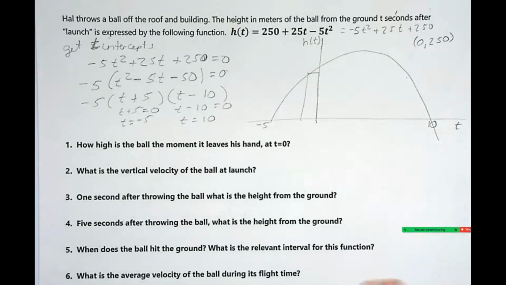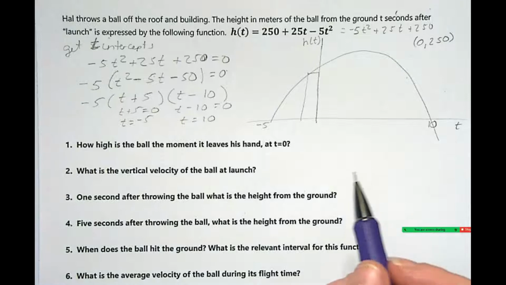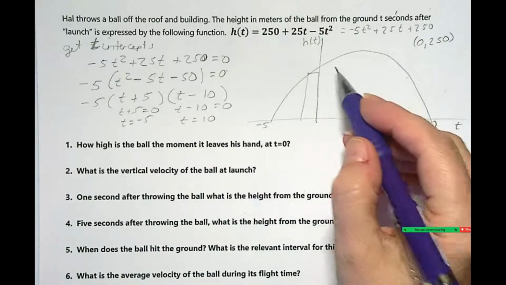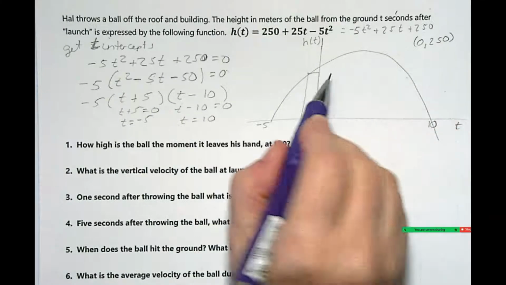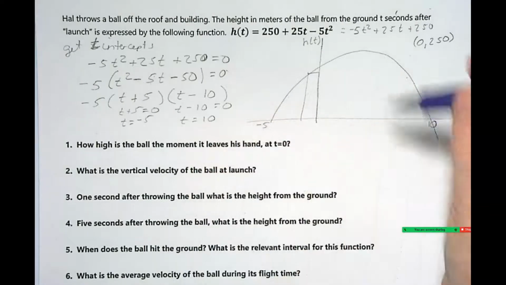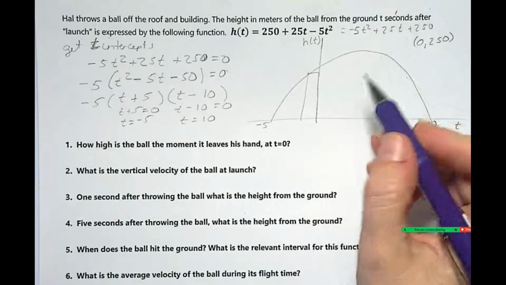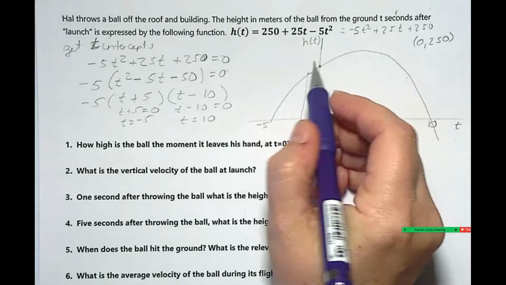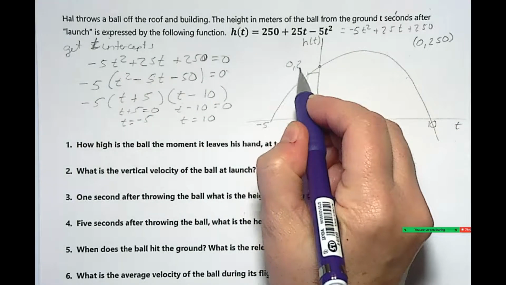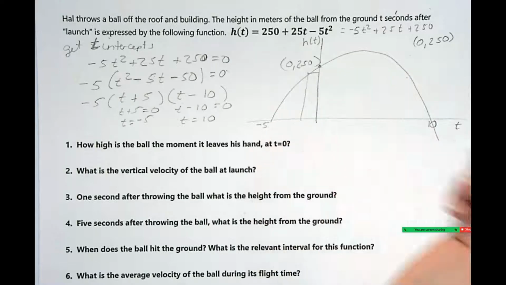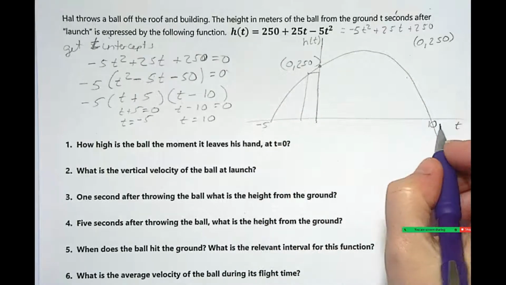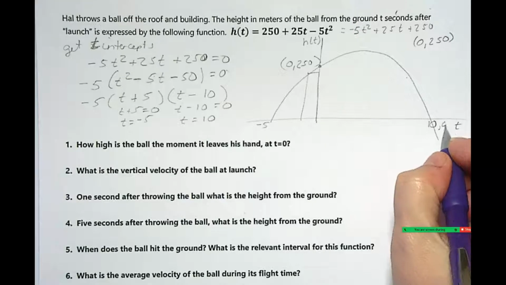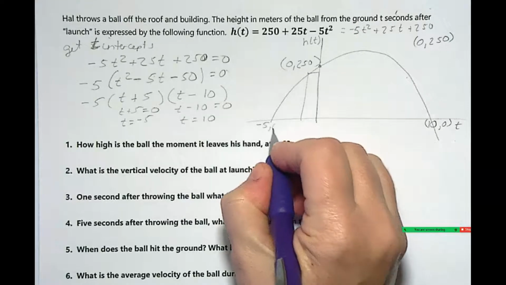Okay, so this looks like the ball throwing, but it really isn't, because all we're talking about is the vertical height. Even though the ball does actually follow this path, we're not talking about flying in this direction. We're just talking about how high off the ground. So right here we label (0, 250), and then (10, 0) and (negative 5, 0).